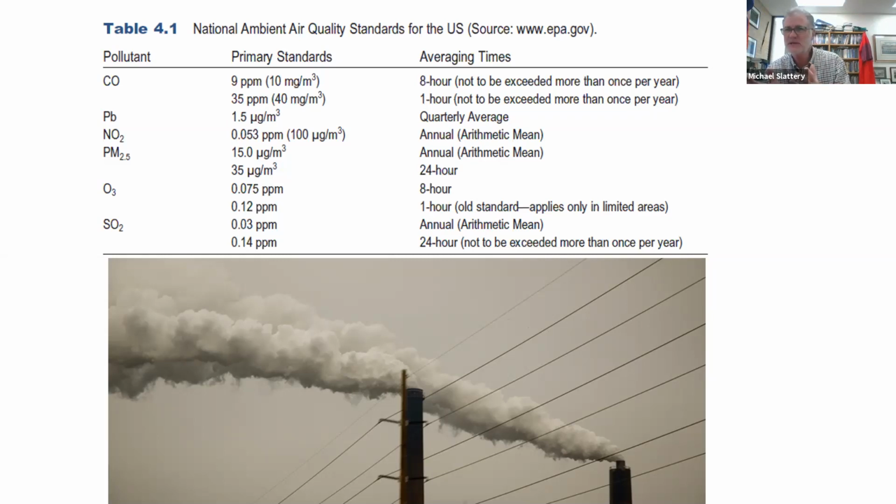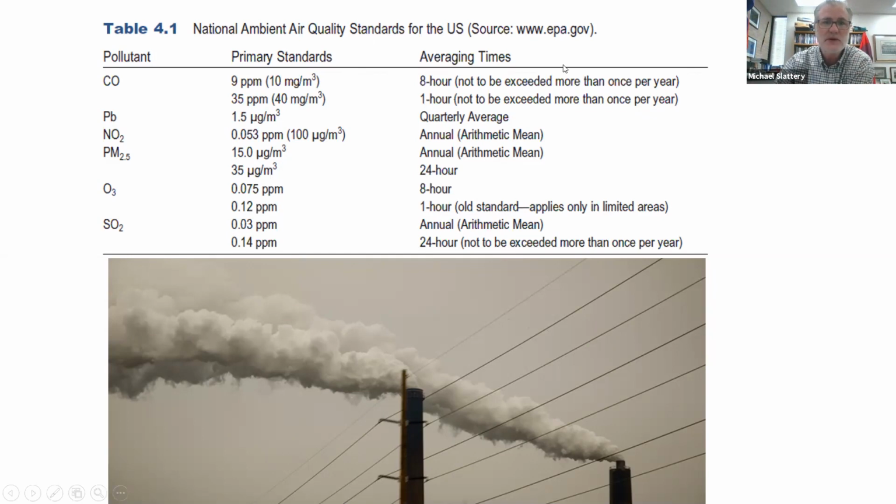I don't want you to worry about secondary standards. Primary standards are the ones that impact human health, right? These are the standards that directly impact the health of you and me. Secondary standards are standards that are harmful to the environment, ecosystems, other organisms, right? So let's just focus on primary standards for a moment. There's 2 things I want you to take away from this table, right?